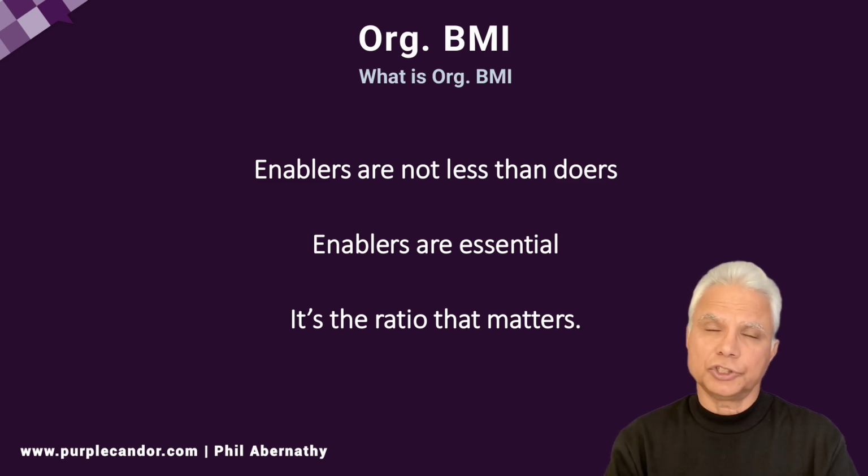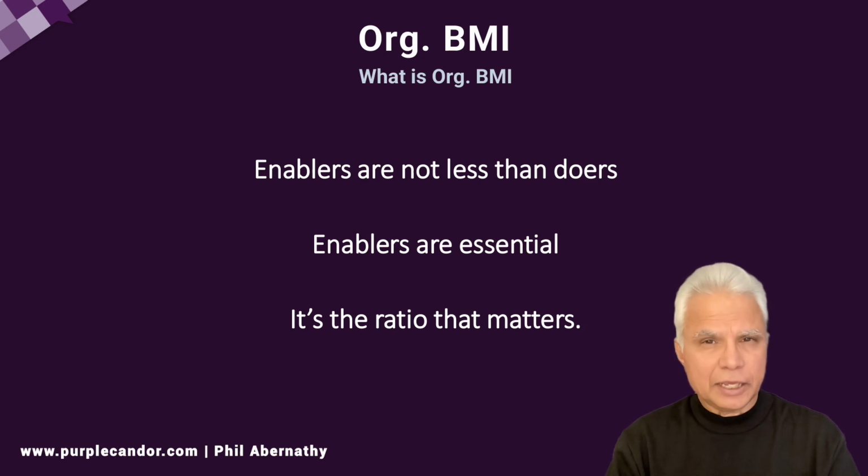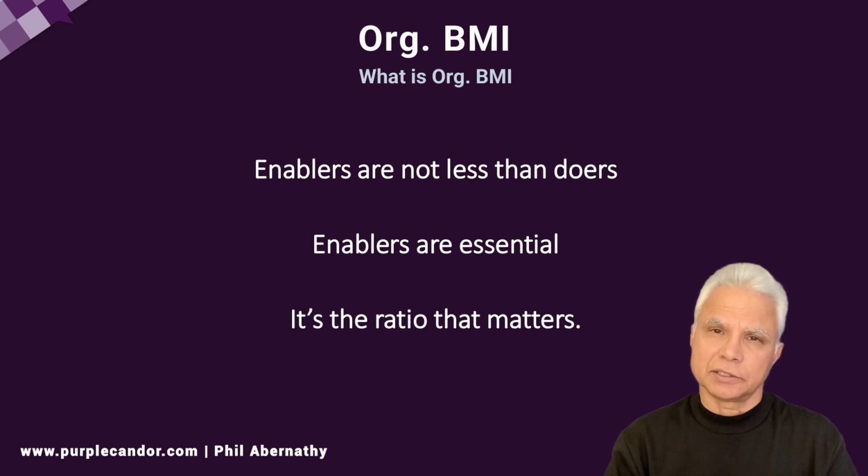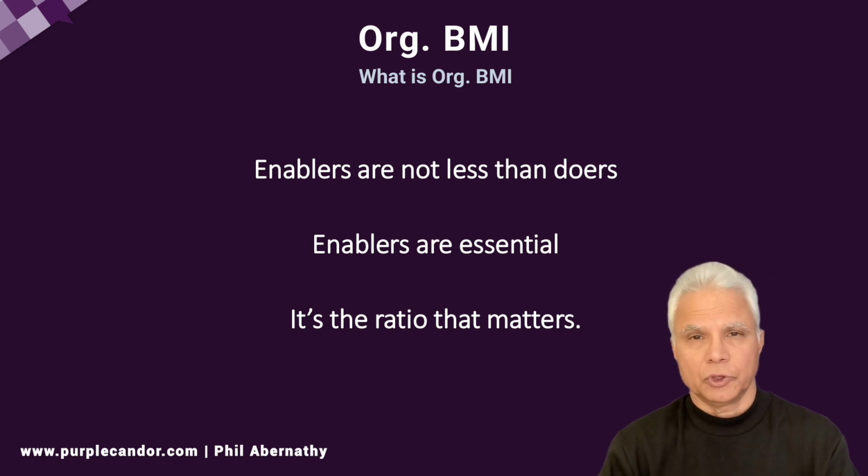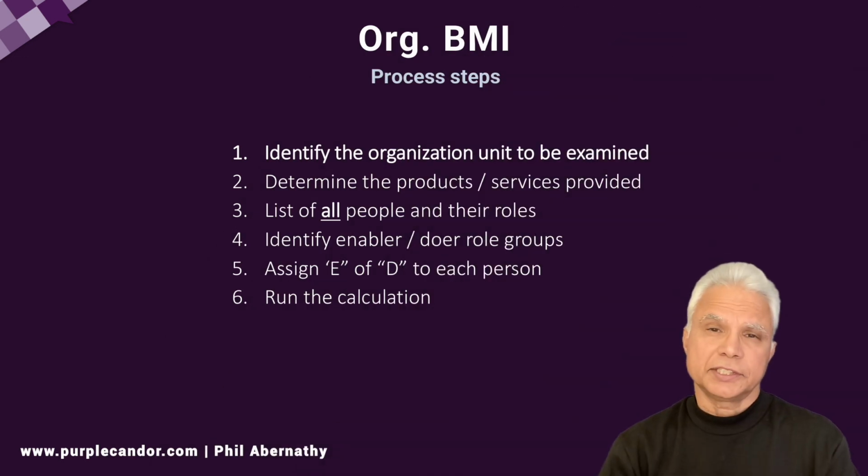And the Google Oxygen study has proven that. Enablers are not less than doers. Enablers are absolutely essential. And it's the ratio that matters. Some organizations would prefer to use another word than enablers, for example, contributors, not a problem. So here are the 6 steps to calculating the Org BMI.